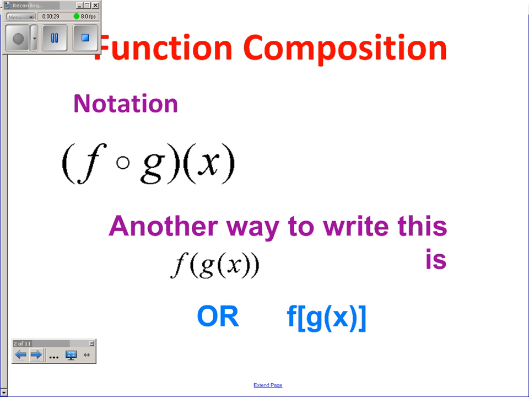So this means multiply, where the open circle means composition. Or we could just use parentheses and we could see f of g of x. Or we could write it with one parenthesis and a bracket.